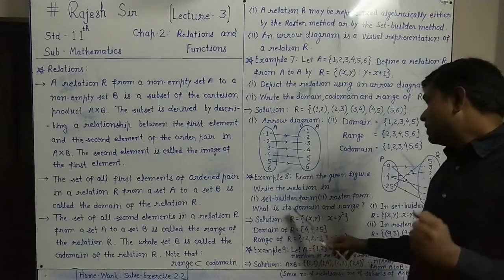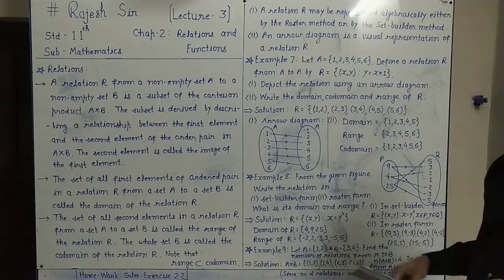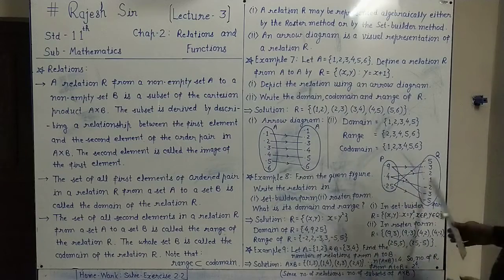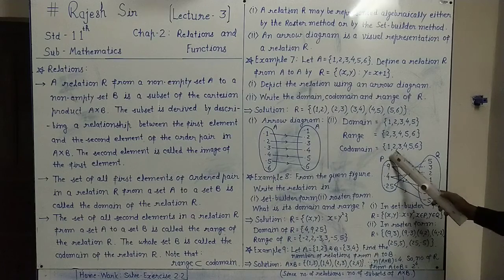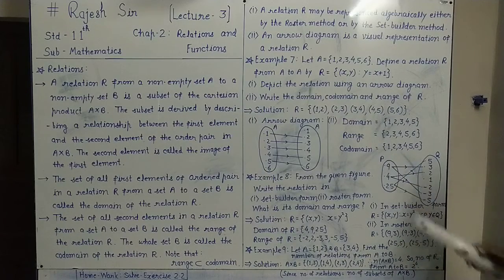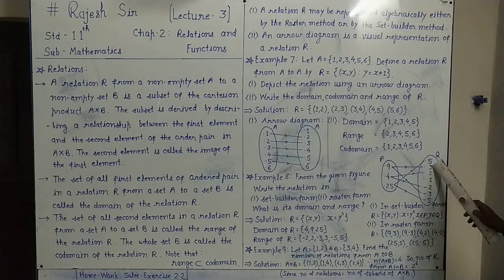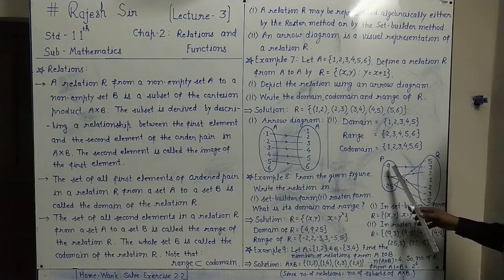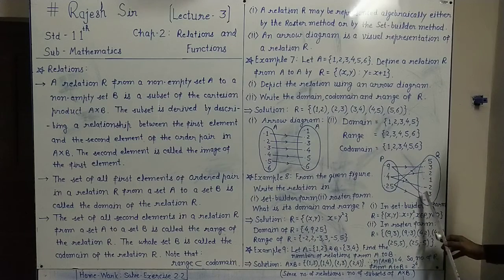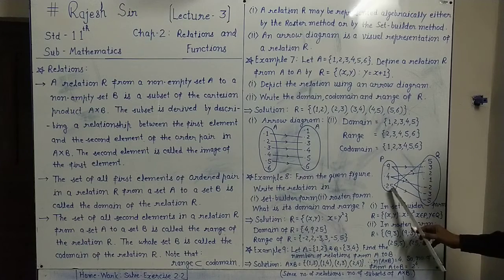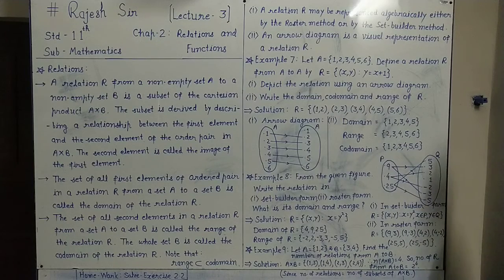And second, what is the domain and range? We have to say about the domain and range also from the figure. So this figure is given in the question. In it you can see the first set P, in which the elements are 9, 4 and 25. And in the second set Q, the elements are 1, 2, 3, 5, minus 2, minus 3, minus 5. And the images are given this way. 9's images are 3 and minus 3. 4's images are 2 and minus 2. 25's images are 5 and minus 5.